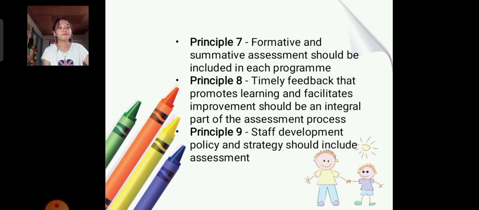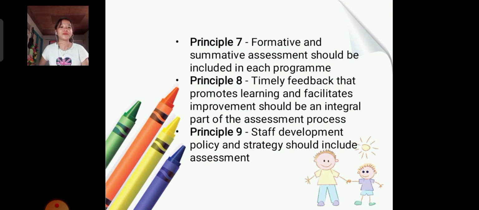facilitates improvement should be an integral part of the assessment process. Students are entitled to feedback on submitted formative assessment tasks and on summative tasks where appropriate, and also the nature, extent, and timing of feedback for each assessment task should be made clear to students in advance.